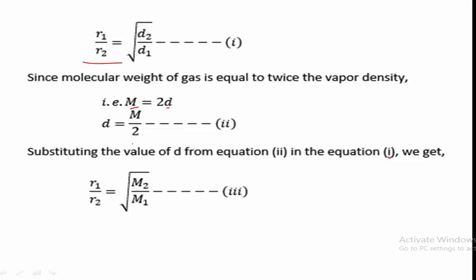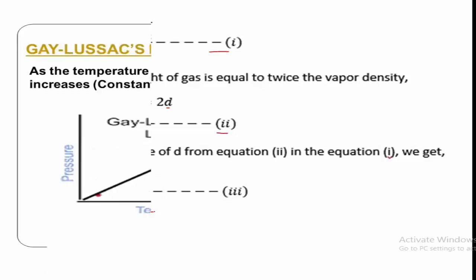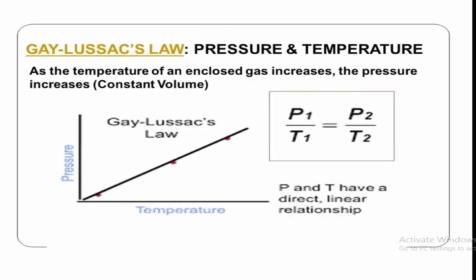So substituting the value of D from equation 2 in equation 1, we get R1 by R2 is equal to M2 divided by M1. Okay, so remember this, it is very important for the competitive examinations. Then Gay-Lussac's law gives the relationship between pressure and temperature. P is directly proportional to T, that means pressure is directly proportional to temperature, and the mathematical expression is given as P1 by T1 is equal to P2 by T2.